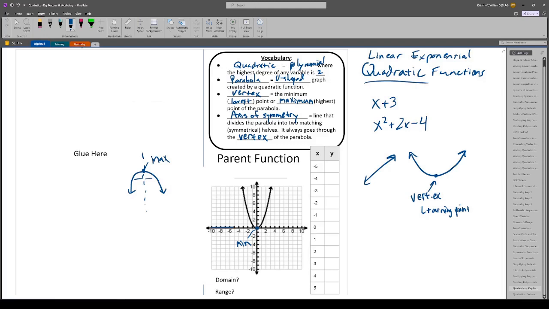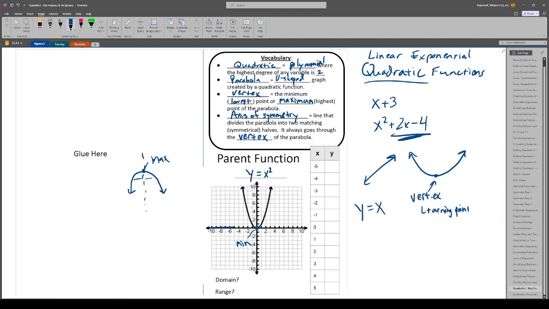This is the parent function. You remember we had a parent function for lines. It was y equals x, the most simple line you can make. Similarly, our parent function for quadratics is just y equals x squared. No x term, no constant term, so we don't have any of these things in there. It's just y equals x squared, the simplest thing it can be.